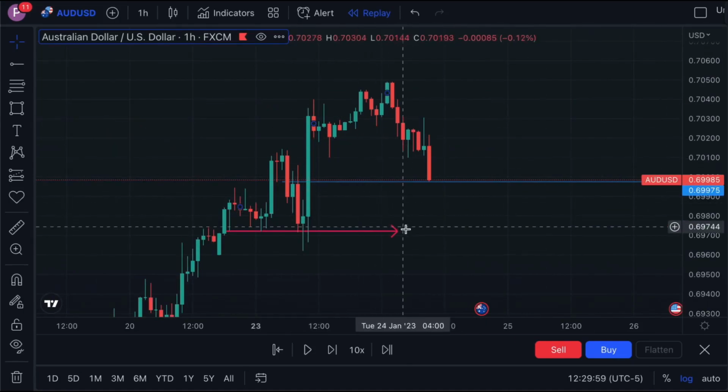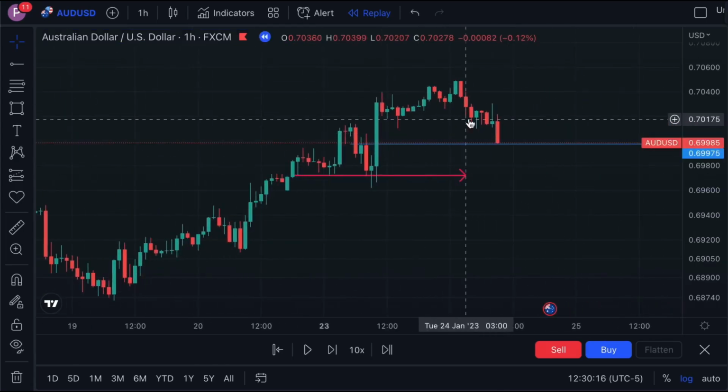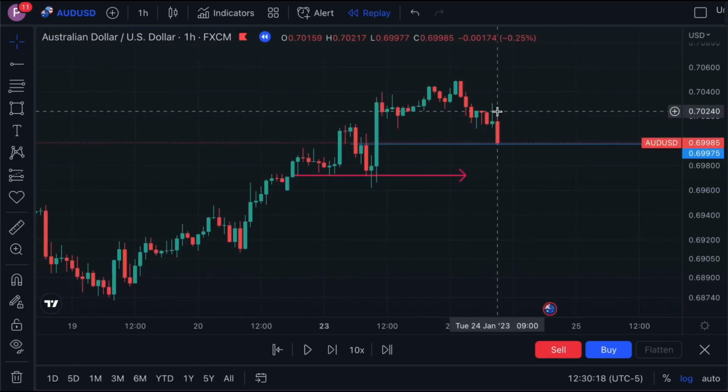But now what exactly is happening on DXY? Because guys, we have to correlate pairs. We're not just trading off one pair. We're not just analyzing one pair and trading off that. So this was at 9 a.m. New York session, January 23rd.